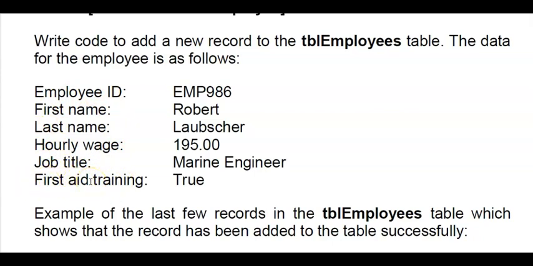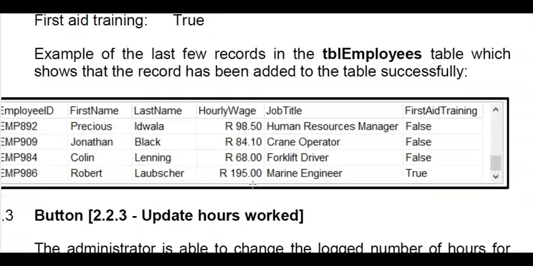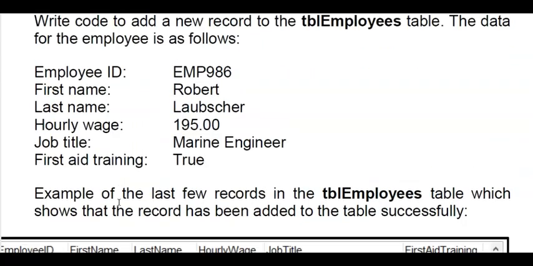So it is important then to go back to those appendixes showing you exactly how the fields were spelt. But these are the values that you had to add to it. And then they just give you an example of the last few records once it had ran successfully. So if yours ran successfully, you should see this guy, Robert Loebscher, at the bottom. So press pause and try it yourself.